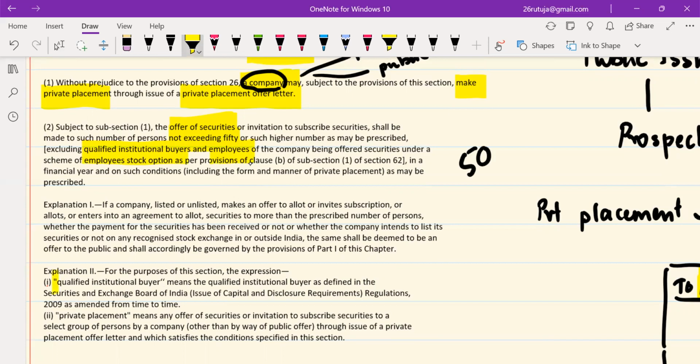What is meant by qualified institutional buyer? That is given under explanation 2. The explanation of the subsection defines what is meant by qualified institutional buyer. So excluding QIBs and employees of the company, you can make a private placement offer letter to a maximum of 50 persons in a particular financial year. The number should not go beyond 50.